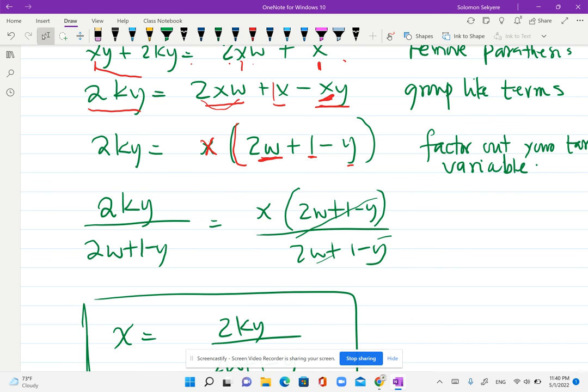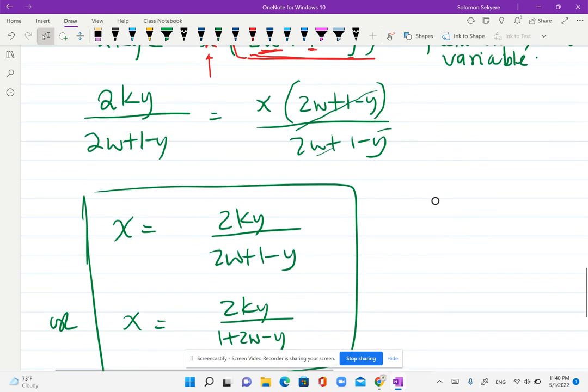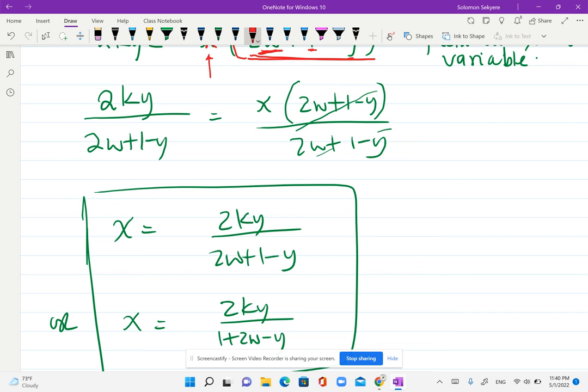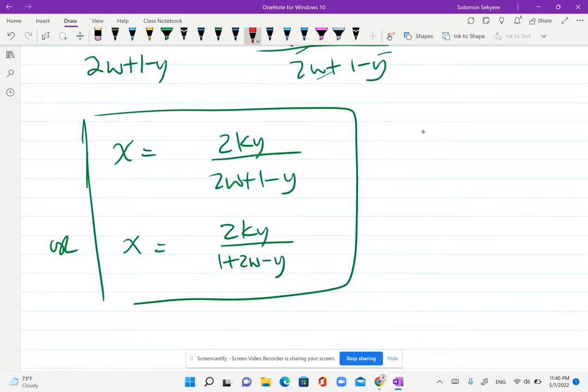So now, finally, I just want the x. So I divide both sides by this whole thing. So my final answer, x, is going to be 2ky over 2w plus 1 minus y, which is the same as 2ky over 1 plus 2w minus y.